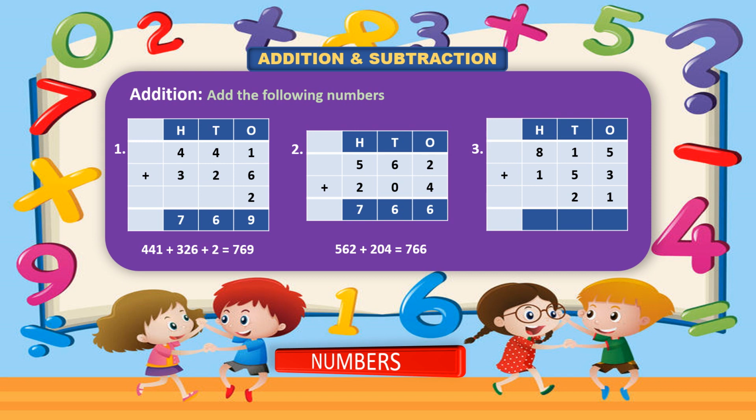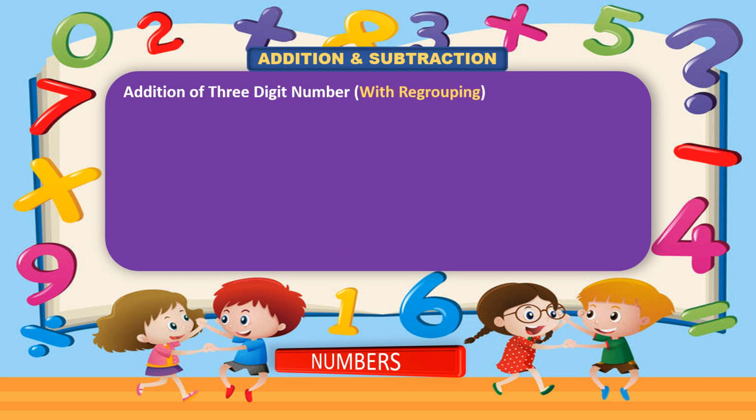The next sum is 815 plus 153 plus 21. 5 plus 3 plus 1 is equal to 9. 1 plus 5 plus 2 is equal to 8. 8 plus 1 is equal to 9. And the answer is 989. Addition of 3-digit number with regrouping.